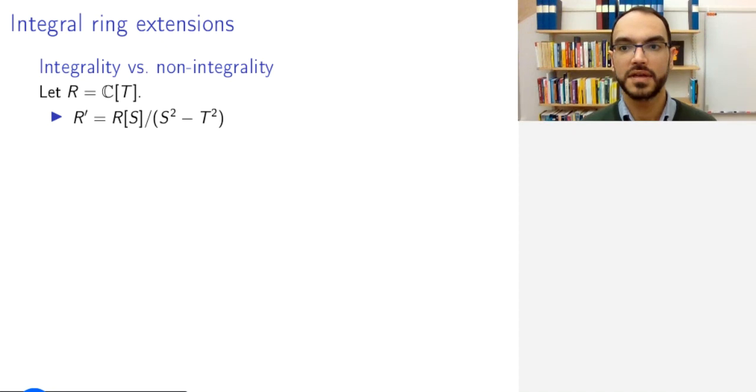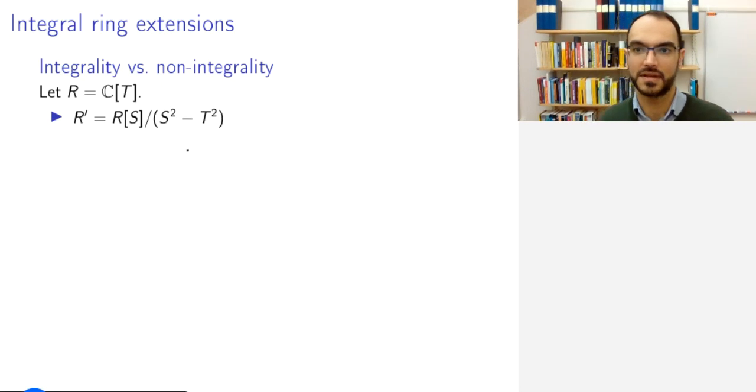Let us now look into some examples and further properties of integral ring extensions. So let's look at a geometric example. Consider the polynomial ring over some very nice field such as C, and consider as a ring extension the polynomial ring over that ring quotiented by this polynomial.